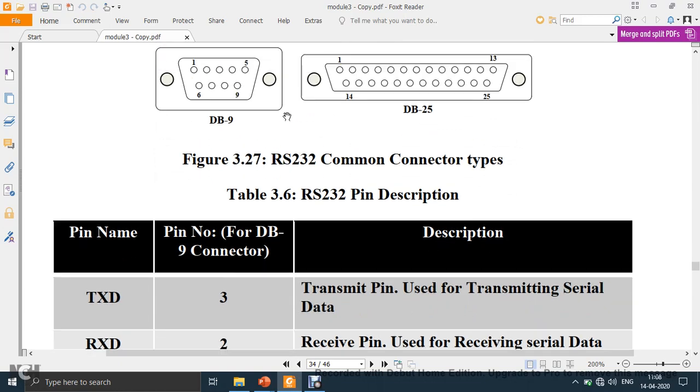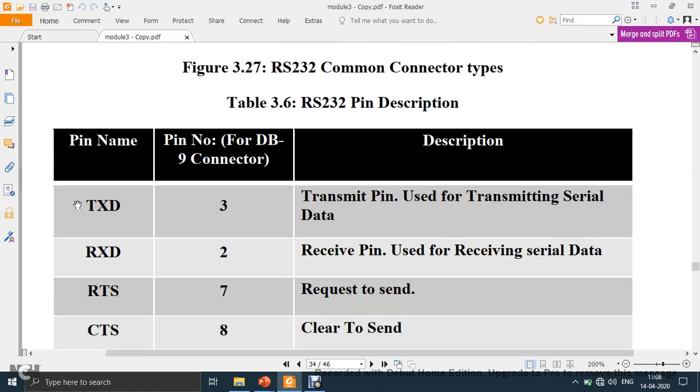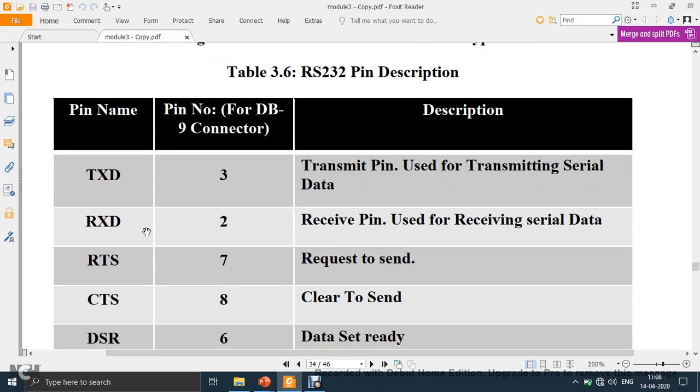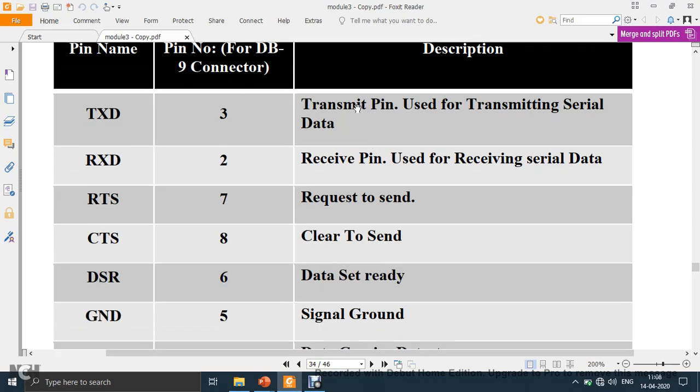Now, out of these 9 pins, what are the various functionalities? You can see there is a TXD pin and an RXD pin, for transmission and reception. Their numbers are 3 and 2. We are talking about the DB9 connector, not DB25, only the 9-pin connector. TXD is used to transmit serial data, and RXD is used for receiving serial data.